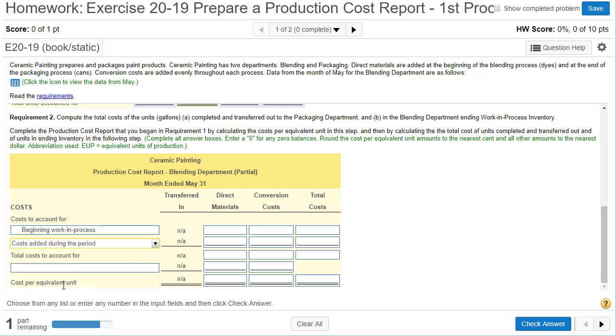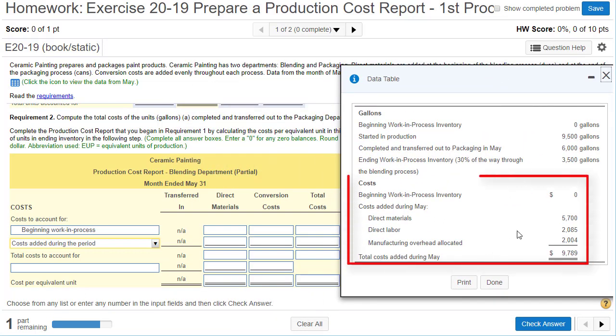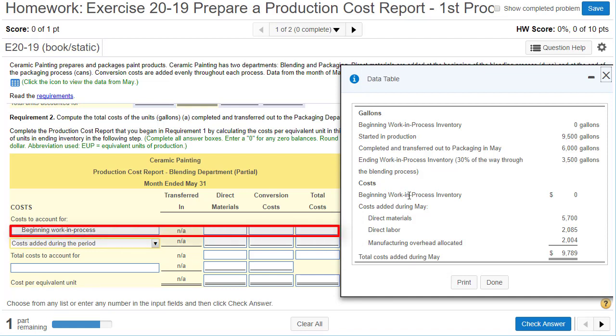These are our additions. So now we need our cost section of our data table. So we're looking at the cost section over here. So the first thing we're working on is beginning work in process. So the beginning work in process costs were 0. So all we have to do is put 0, 0, 0.